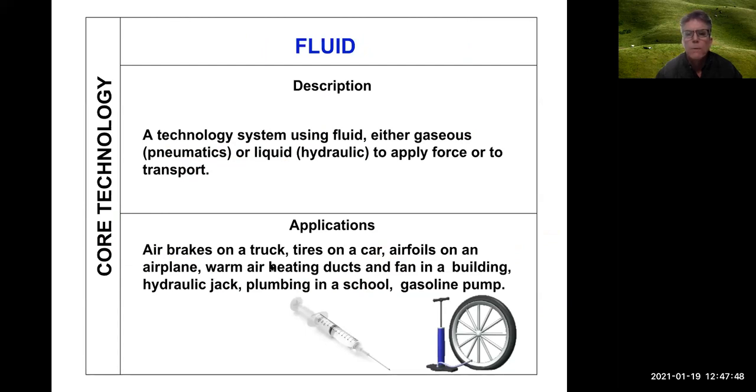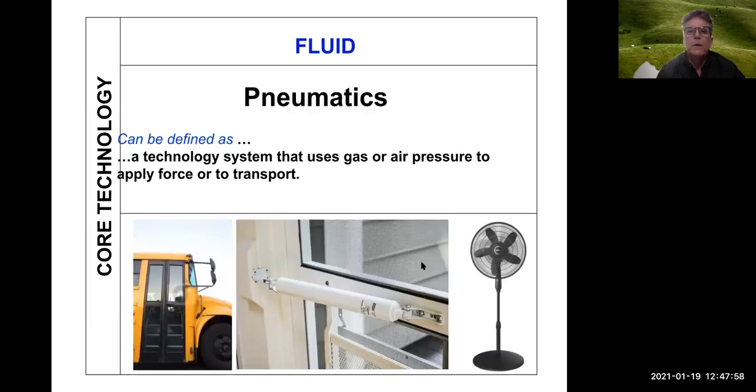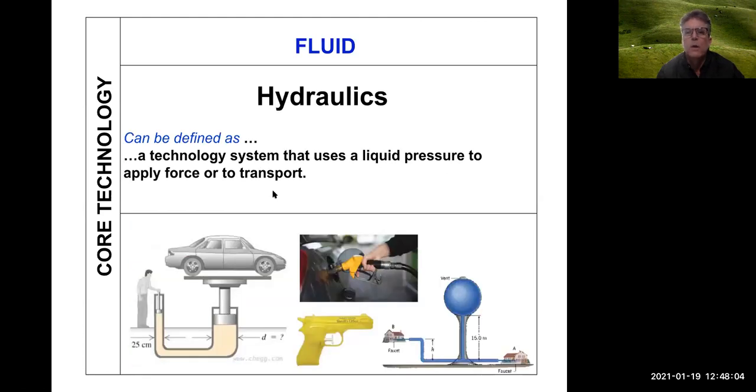The weird one is warm air heating ducts and fan in a building. Heating ducts are distributing warm air, which is a fluid technology. Warm air is a gas. Pneumatics, a technology system that uses gas or air pressure to apply force to transport. Hydraulics is a technology system that uses liquid pressure to apply force or to transport.